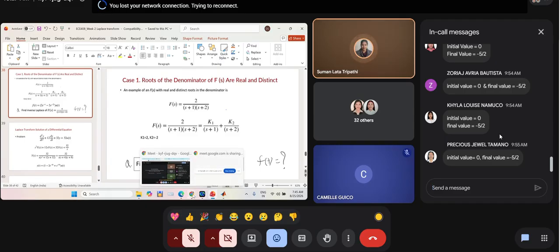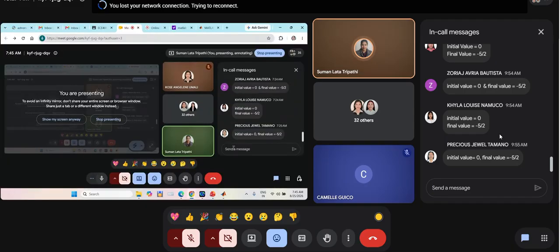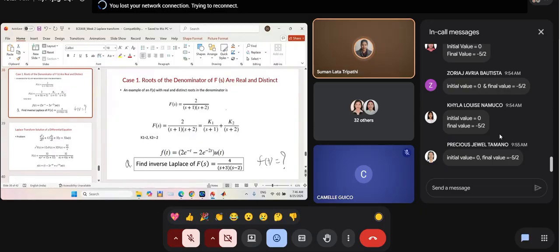Okay, let me type this question in your chat box. Your function F(s) is 5 divided by (s plus 3)(s minus 2). You have to do, yes, same question.